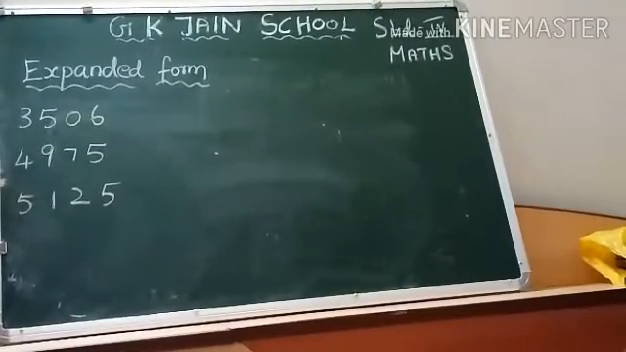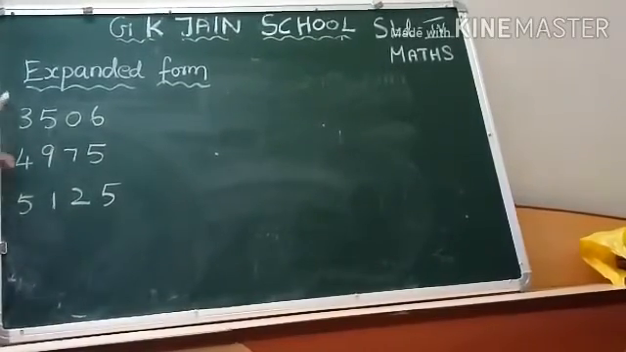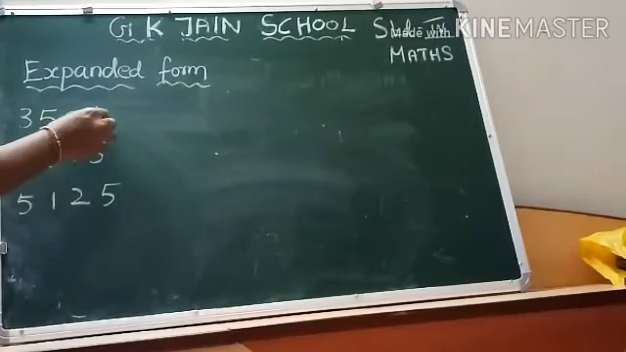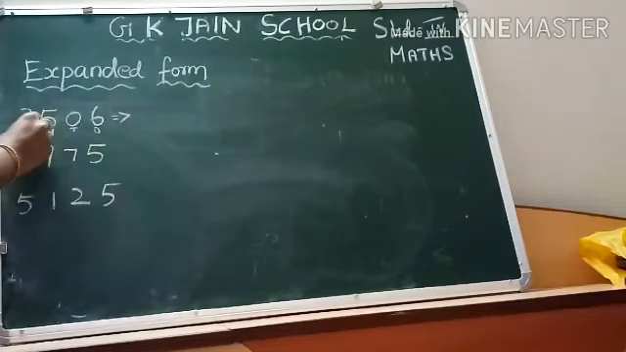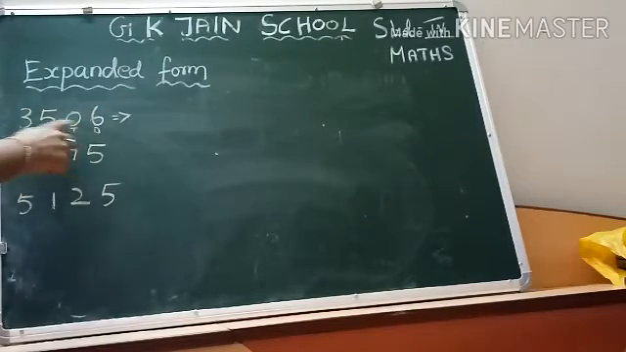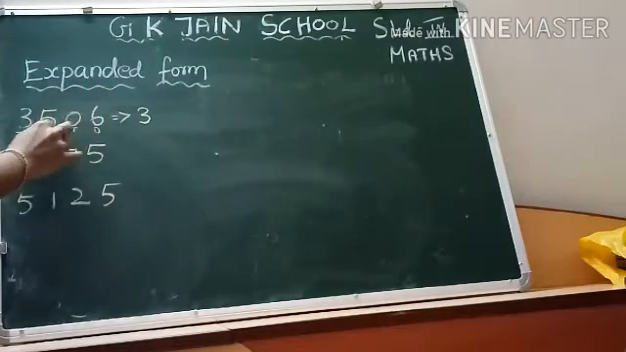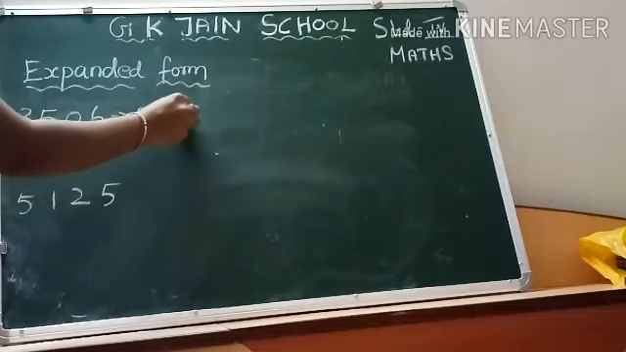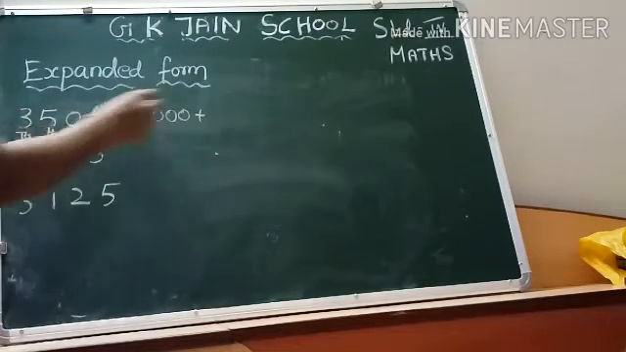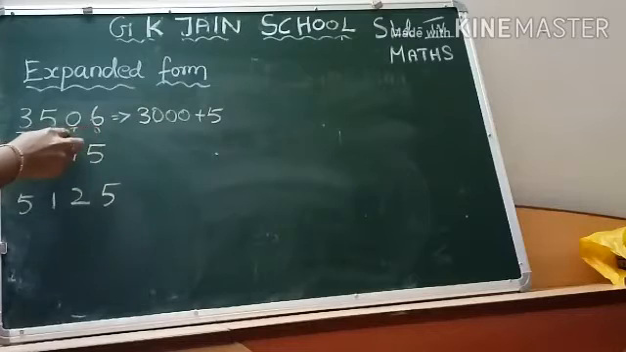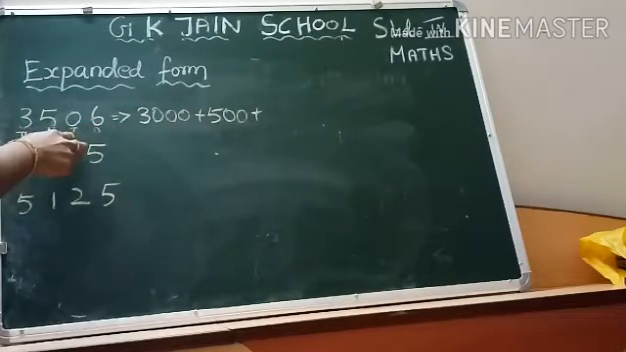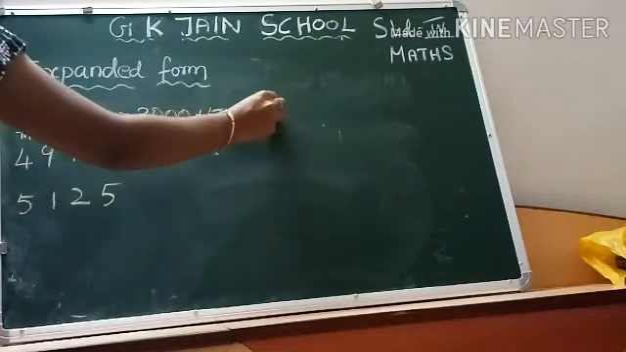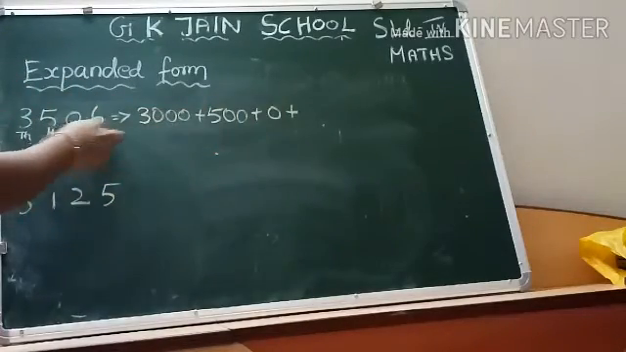So students, I give some more examples here. Now we are going to expand the numbers. The first one, ones, tens, 100 and 1000. So what is the first number? 3. So after 3, how many numbers are there? 1, 2, 3 numbers. So we write 3 zeros. What is the next number? 5. So after 5, how many numbers are there? 2. So 2 zeros. Thereafter 0. So 0 means nothing. So we just write 0 here. The last number is 6.